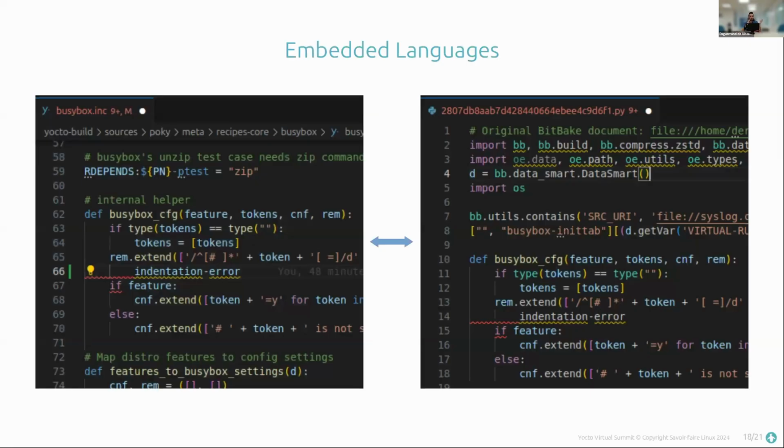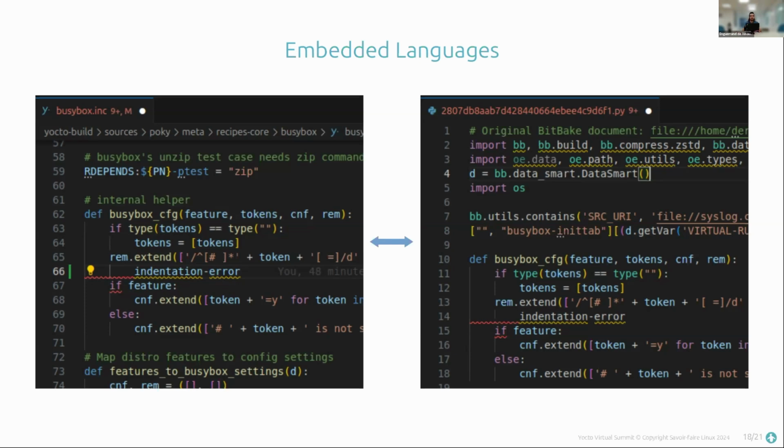So this is what it looks like. On the left, we have the busybox.inc file, and on the right, we have the Python virtual file we generate. So basically, we take only the Python syntax and put it inside the virtual file. We run the Python extension on the virtual file, and we report all the features inside the appropriate lines on the original Bitbake file. So that way we get all the features from the Python and Bash extensions just as if we were writing a native file, like errors, which are shown in this example.